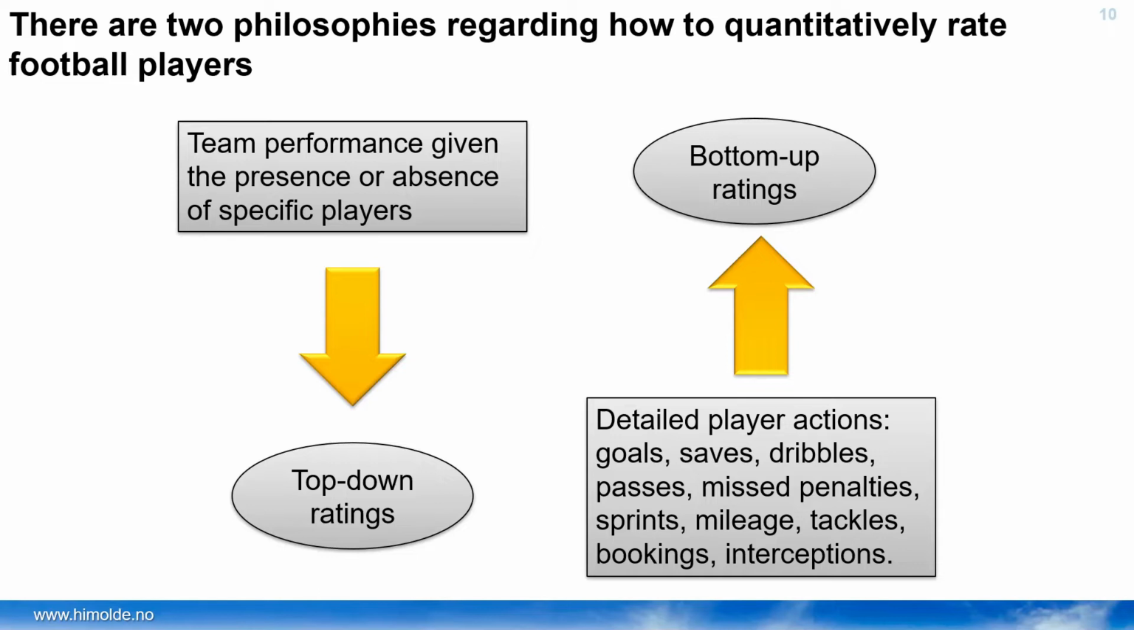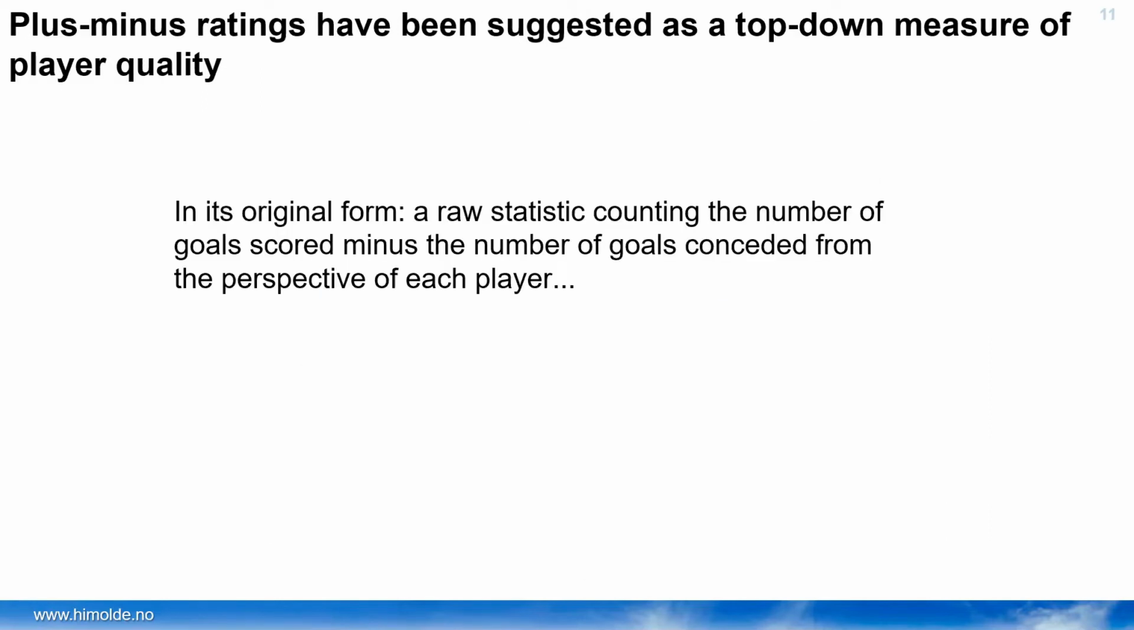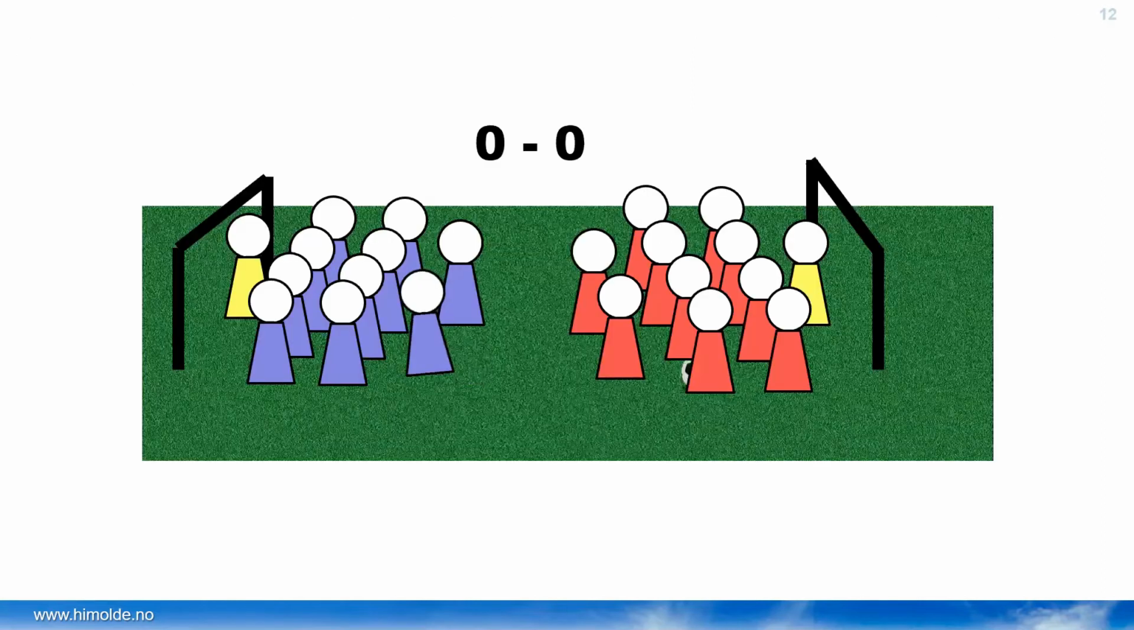The second approach is the one we take. Top-down ratings are based on observing the performance of the team as a whole and then distributing credit or blame for that performance onto the players involved. A simple top-down rating is the plus-minus, which in its purest form simply counts the number of goals scored minus the number of goals conceded from the perspective of a player. Here we can see an animation that was created to illustrate this idea.